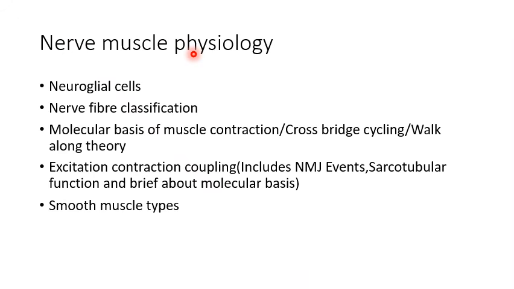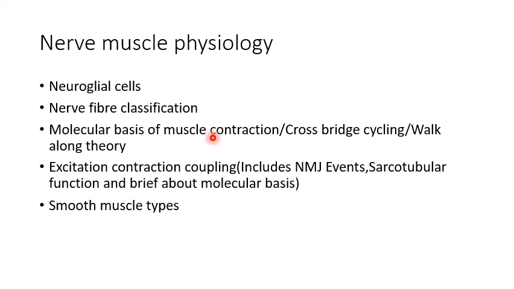The next topic is the nerve muscle physiology. We talk about the neuroglial cells, supporting cells, and nerve fiber classification based on the diameter: A, B, and C. Under A, we have A alpha, A beta, and A gamma. We call it the Erlanger-Gasser classification. Then the molecular basis of muscle contraction. You explain about the actin myosin bridge formation, how actin and myosin attach, how the cross bridge is formed, and it is also explained in another way as the walk-along theory.